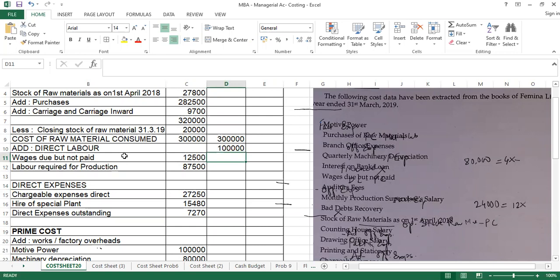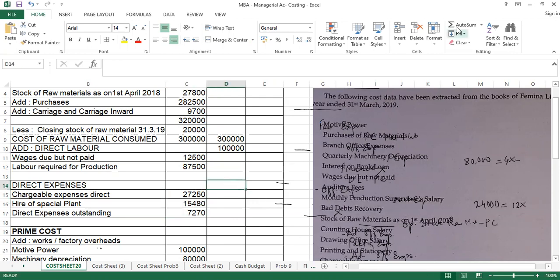In accounts, we are following accrual based accounting, which I've taken in the first or second, third lectures. In accrual accounting, we have to account for all the expenses that we've incurred in this year, whether paid or not paid is a different question. So the labor cost total is 1 lakh rupees. Then we have direct expenses, these three items, we have to add up over a year.